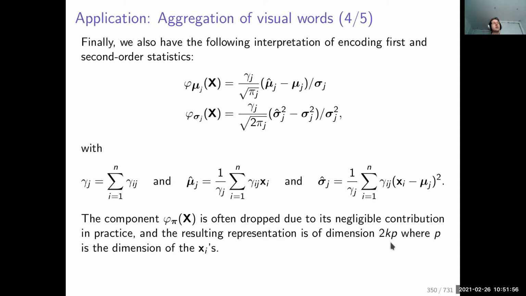This may be large because if, let's say, p is equal to 2000, okay, it's actually a reasonable size.